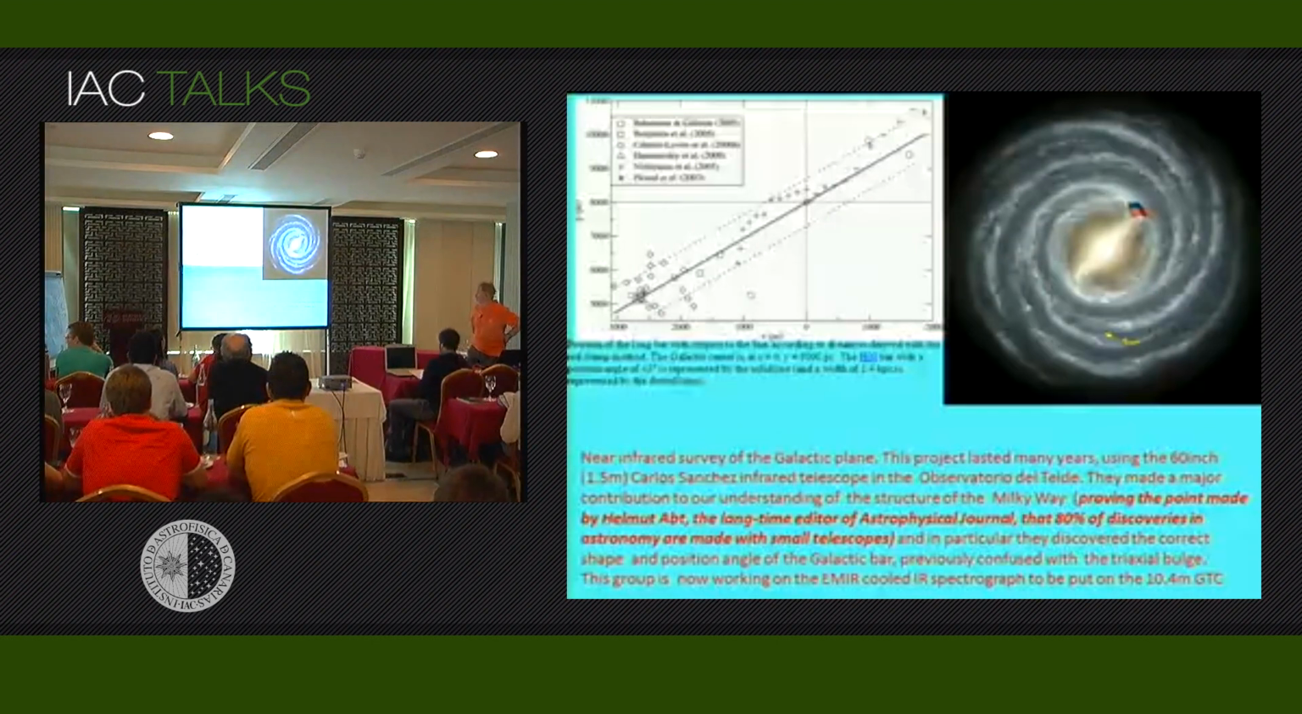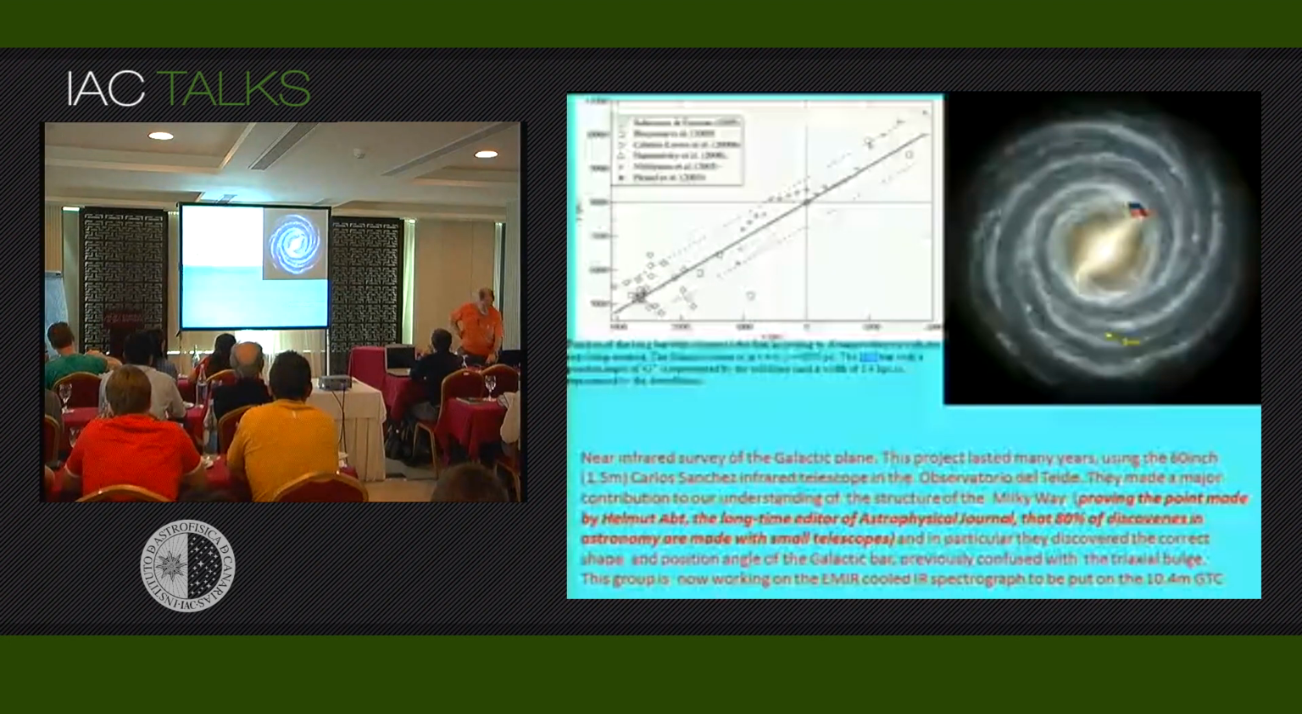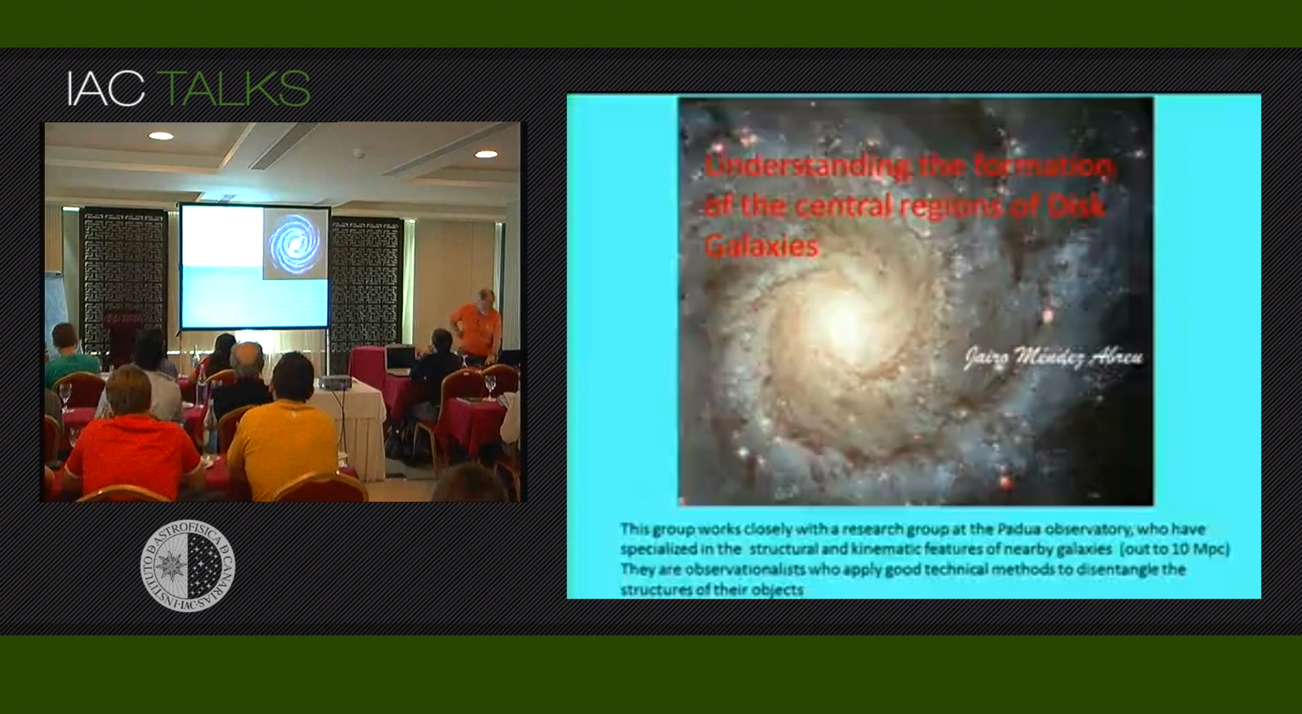The same group is now working on the EMIR Cool Infrared Spectrograph, which is going to be put on our 10.4-meter telescope, the GTC, which, as you probably have been told, is at the moment the largest optical infrared telescope anywhere. So, well, at least on this planet. We're not talking about exoplanets now.